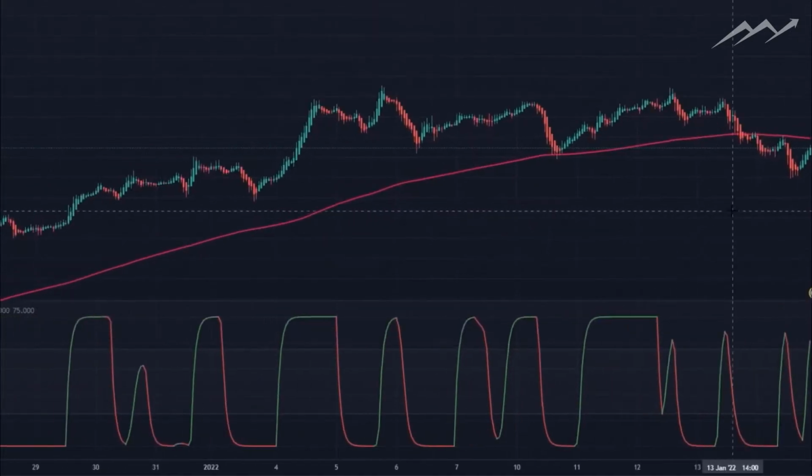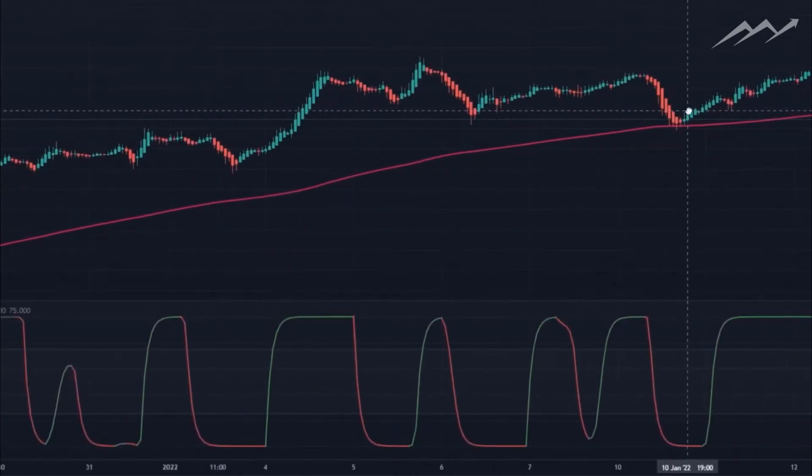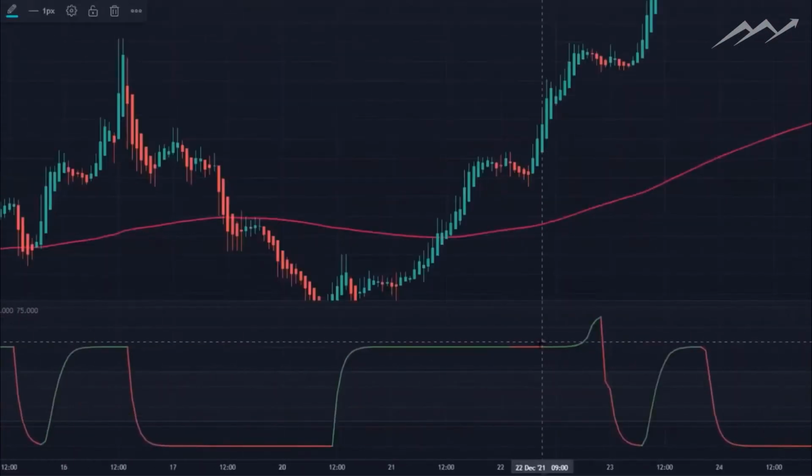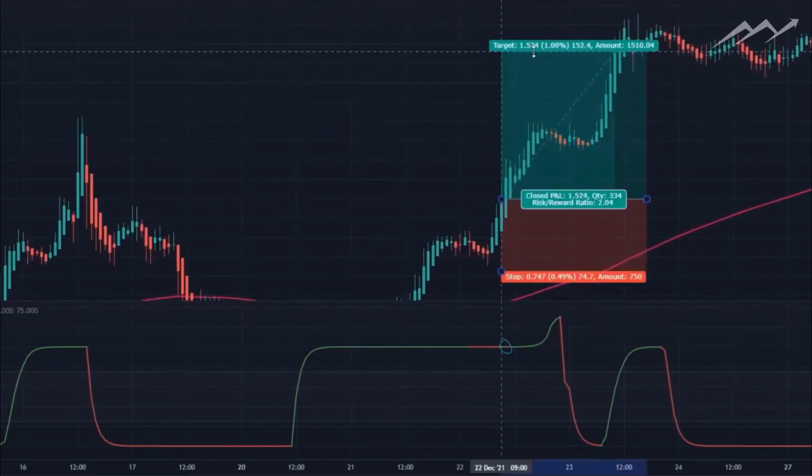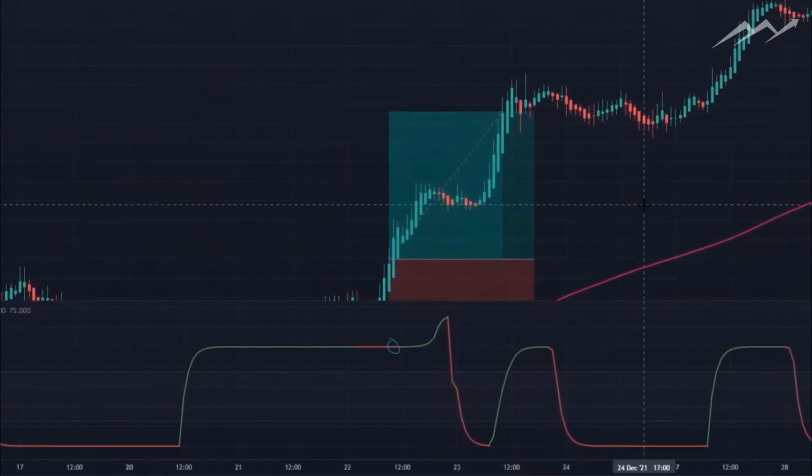Let's go for the GBP/JPY pair and take a look at how this trades. Okay, so let's start off with this uptrend here. This entry signal would have given us what looks like a pretty nice entry, targeting a 2-to-1 risk to reward ratio. This would have been a very, very nice trade.